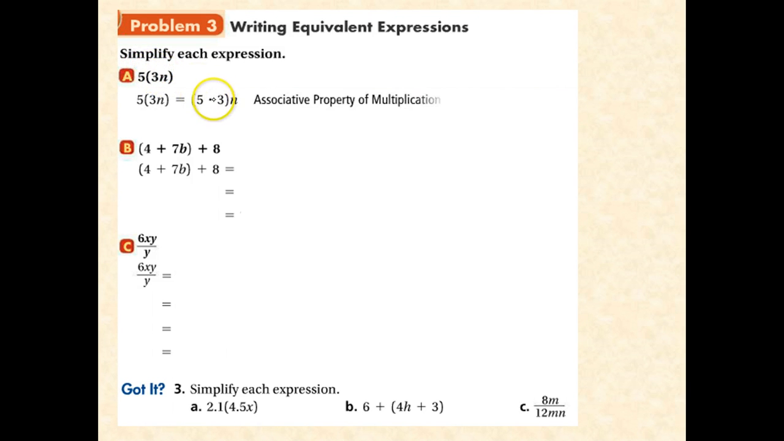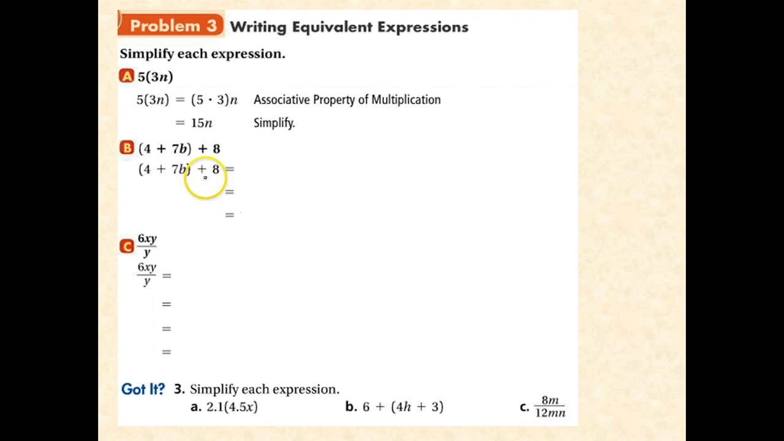Alright, 5 times 3. So I use the associative property of multiplication, and now 5 times 3 is 15. So 15n. And I got that by doing what we call simplify. Okily dokily. B. 4 plus 7b plus 8.